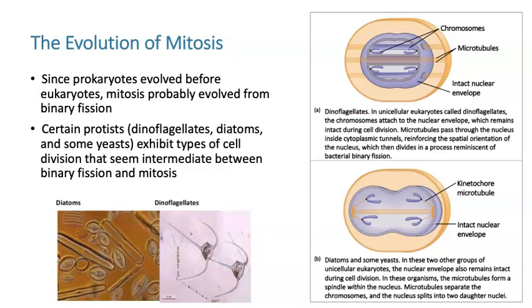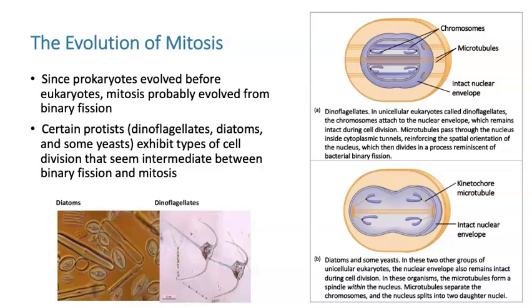So I told you that we'd talk a bit about the evolution, and we do know a few things here. Prokaryotes evolved before eukaryotes evolved. So mitosis probably evolved from the process of binary fission. We do know that in some protists, like here are some diatoms, these are single-celled eukaryotes. These are dinoflagellates. They're really cool. Both of these are marine organisms.